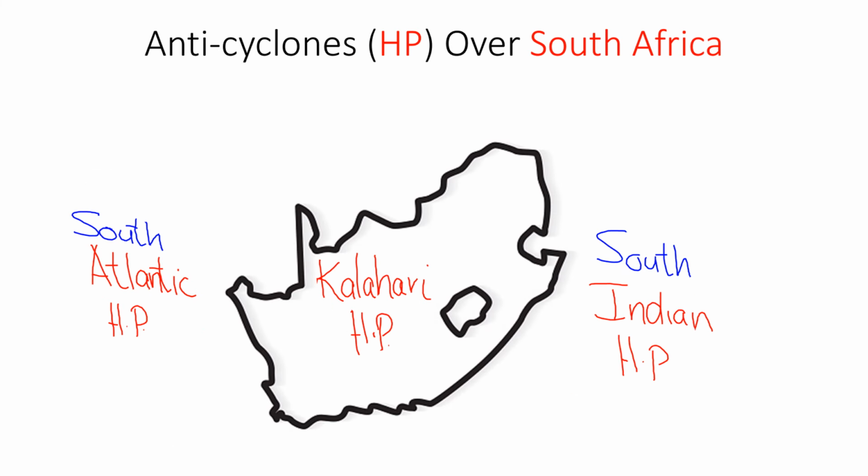You are required to identify the location and name the specific high pressure cells over South Africa, and they are as follows. Over the Atlantic Ocean, we have what is called the South Atlantic high pressure. Over the Indian Ocean, we have the South Indian high pressure, and over the interior of South Africa, the Kalahari high pressure. Do ensure that you're able to name them specifically, because on occasion the examiner will require this from you.